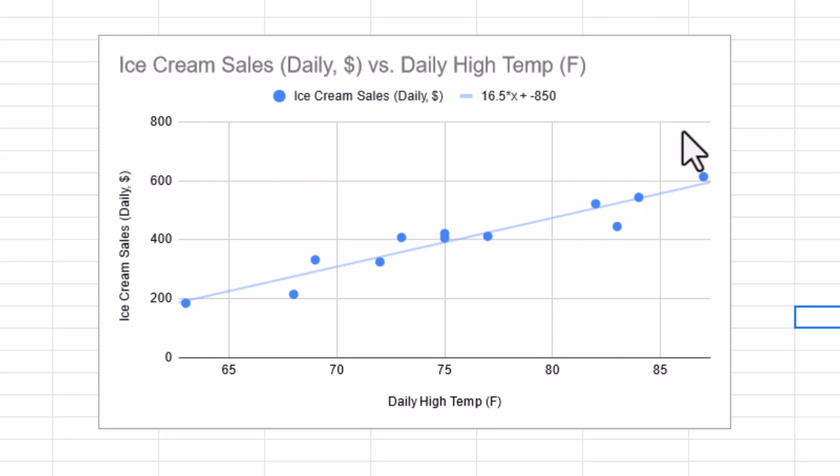And again, y-intercepts, generally speaking, in most cases, aren't very important. The slope is way more important than the y-intercept. This is a great example of a y-intercept that's not important. However, I do like the equation having it there.